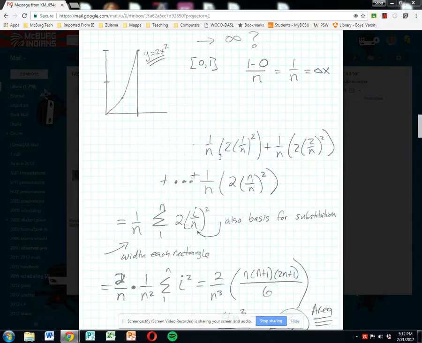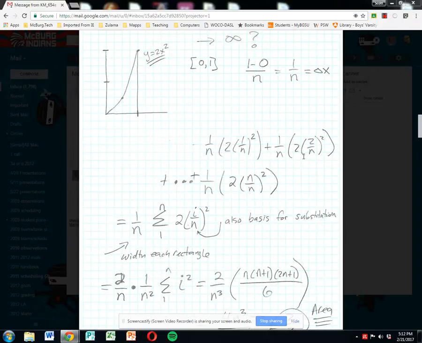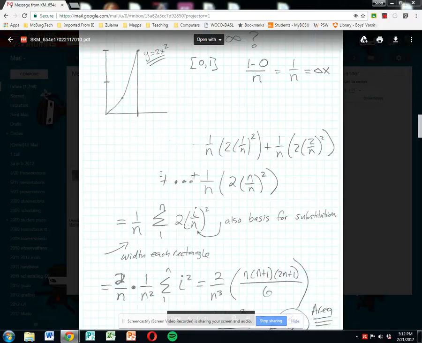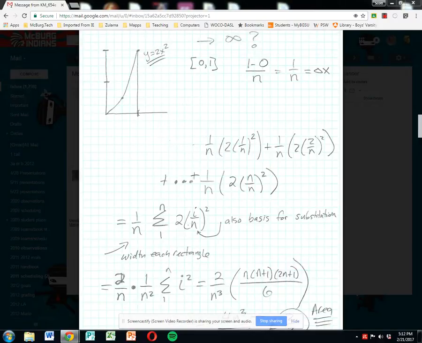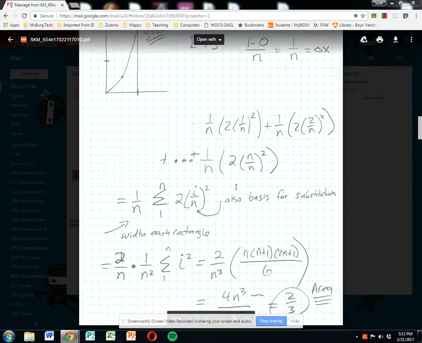1 over n squared times 2 represents the height of the first interval. 2 over n squared times 2 represents the height of the second interval. 3 over n squared, 4 over n, all the way until we get n over n squared, which of course is just 1 squared times 2. This would be the height of the very last rectangle. Okay, so how do I rewrite that?